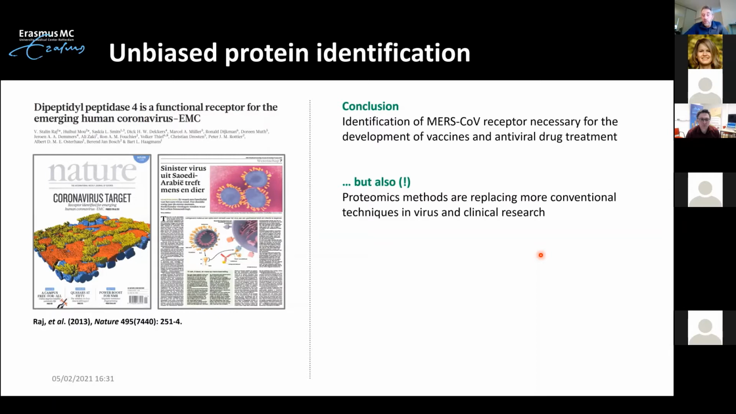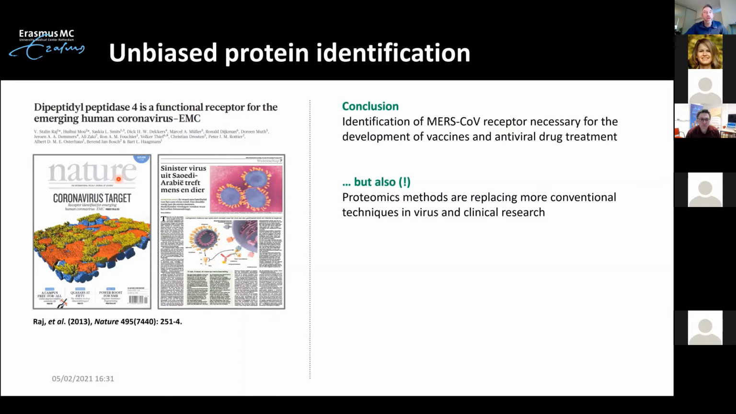But from a proteomics point of view, we can say that proteomics is more and more replacing more conventional tools because it is an unbiased tool. So if the virologists would have done screens for potential receptors, they would probably not have found it because they were not expecting it at all. And it took us all by surprise that DPP4 was actually the receptor here.